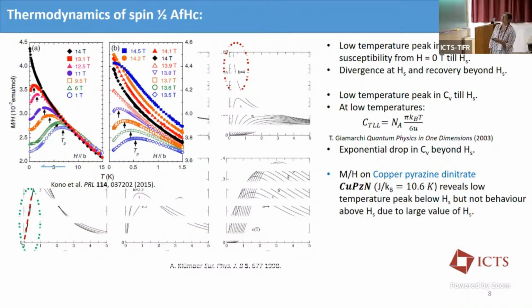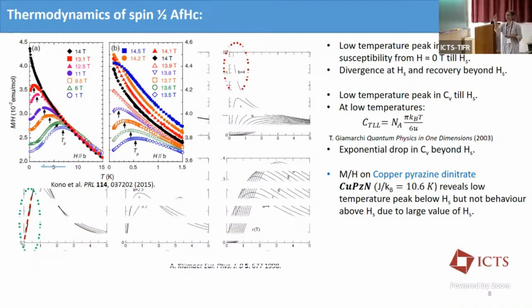And you can see that as soon as they reach the saturation field, which is 14 Tesla in this case, there is a divergence, okay? The problem with this is that it was measured on this material which is called copper pyrazine dinitrate. It has an exchange coupling constant of 10.6 Kelvin.